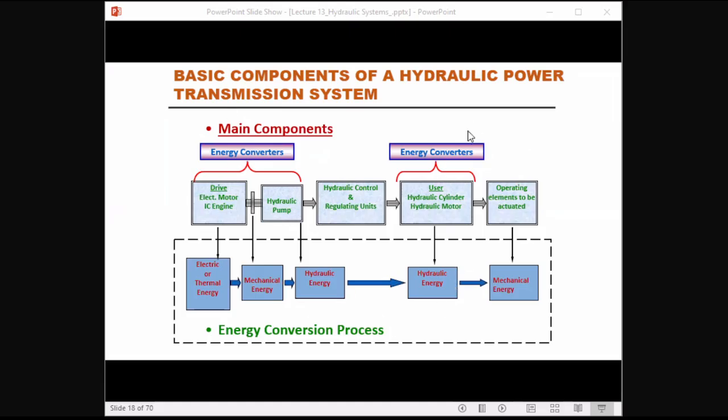We can take the required force. According to our requirement, we can design our hydraulic system using hydraulic motors and actuators. Hydraulic motors, piston, cylinder. These are the components. This dotted line area, you can see the energy conversion process. These are the basic components in a hydraulic system.